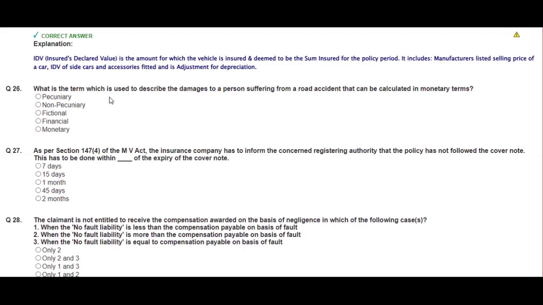What is the term which is used to describe the damage to a person suffering from a road accident that can be calculated in monetary terms?